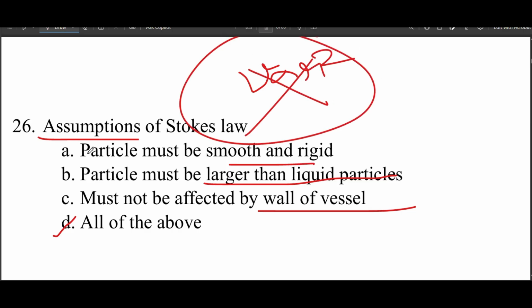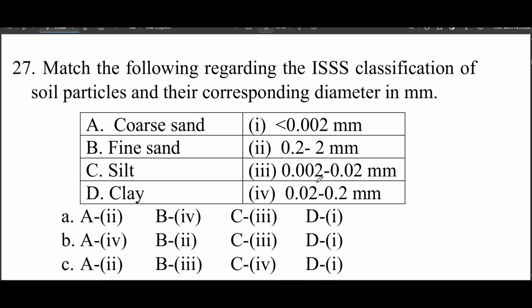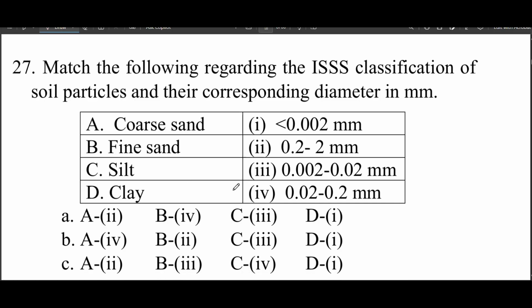So we assume that particles must be smooth and rigid, particles must be larger than liquid particles, and they must not be affected by the wall of the vessel. Okay. Then next is a match the following type. Match the following regarding ISSS classification. We have many classifications of soil particles, their size and corresponding diameter in millimeter. So this question is about ISSS classification.